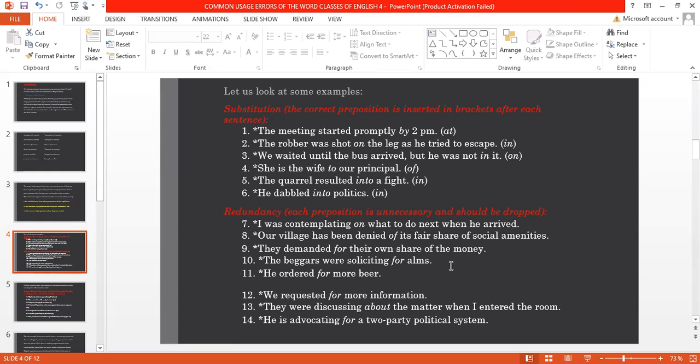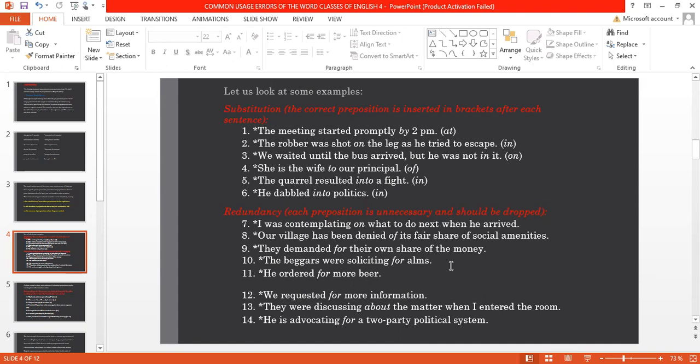Number 4, she is the wife to our principal. The right preposition should be she is the wife of our principal, not the wife to. Number 5, the quarrel resulted into a fight. You know, this sentence appears innocent. By listening to it, you may not see anything wrong in that. All right? But saying into a fight is wrong. The quarrel resulted in a fight. The correct preposition there should be in, not into.